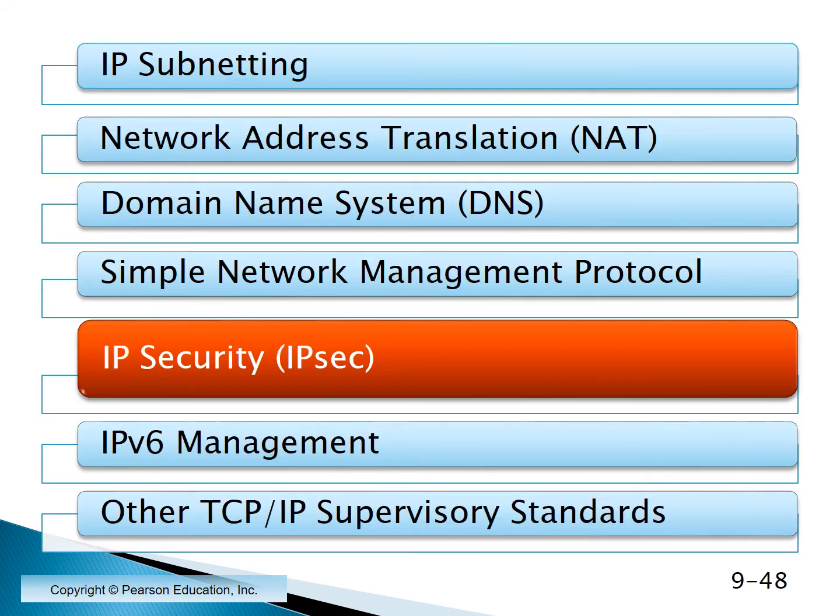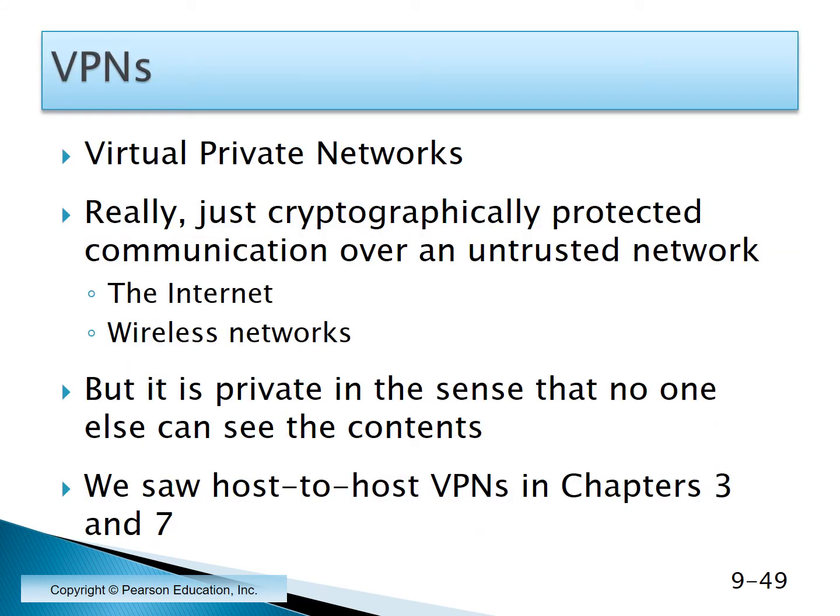Next, we'll talk about IP security, or what we call IPsec. We know virtual private networks; we have talked about them several times in previous chapters. Basically, it is cryptographically protecting the communication over an untrusted network. Because when you send something on the internet or on a wireless network, it can easily be seen or sniffed by other people. So with virtual private networks, I want to make sure all this information is encrypted such that when the information is on the public network, even if people can get the data, they will not be able to decrypt it.